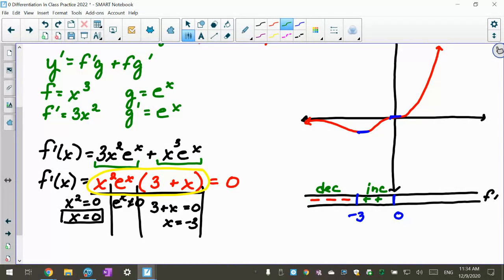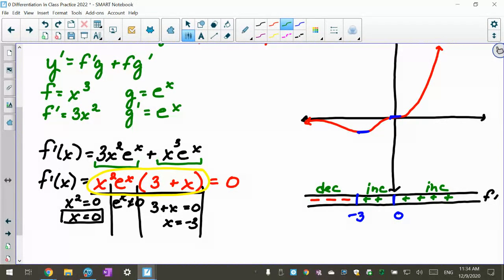Now I'm going to go to the right of 0 and use a 1. If I put a 1 in here, 1 squared is positive. A 1 here, it's positive. A 1 here, it's positive. So this still is positive, so my function is still increasing. And if I look at it, it does look like it's still increasing. It just kind of had a little pause there.